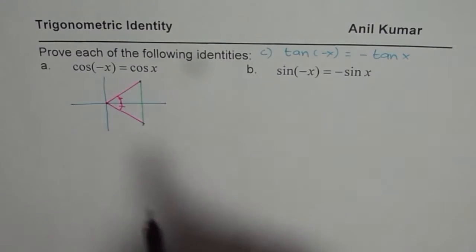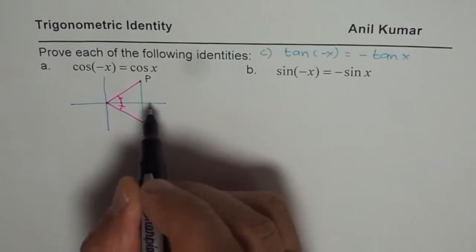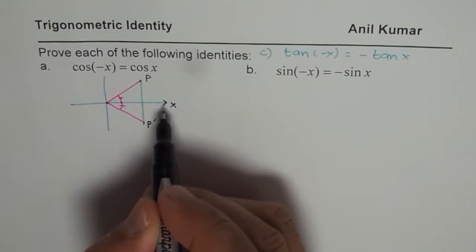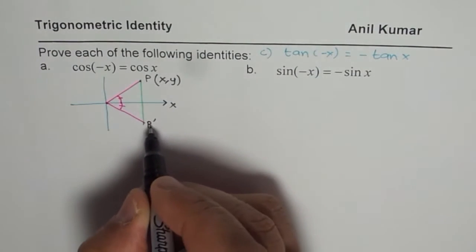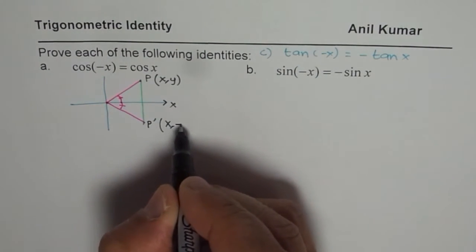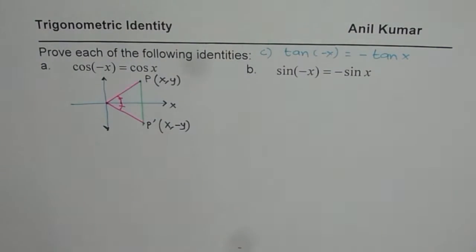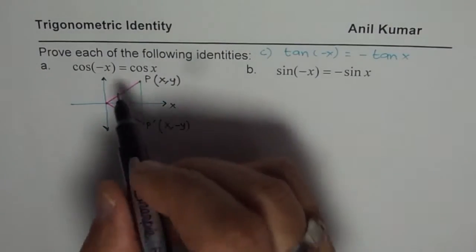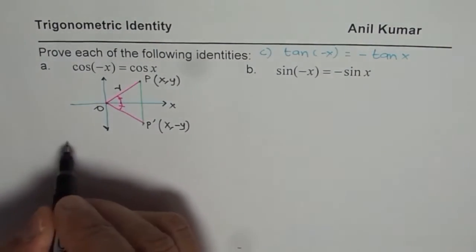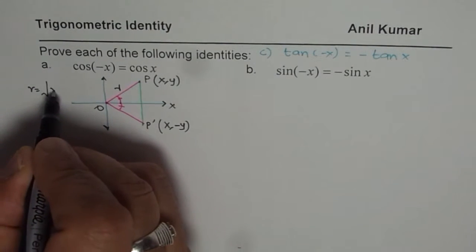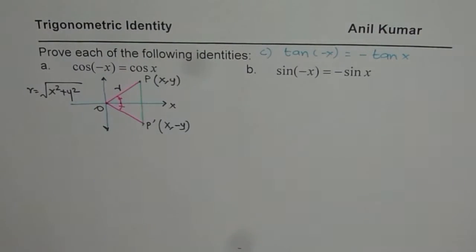So if I take two points, let us say P and its image P dash reflected on the x-axis, the coordinates of P will be (x, y) and the coordinates of P dash will be (x, minus y), since it is going downwards. Do you see that? And OP is r, where r equals square root of x squared plus y squared, which is always positive.